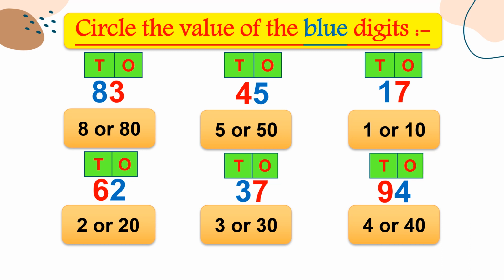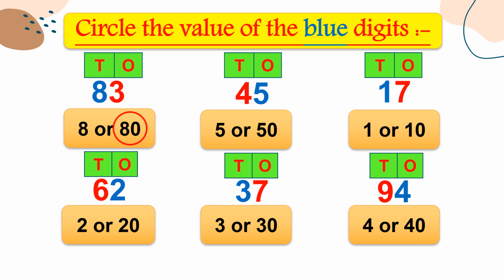Circle the value of the blue digits. I have here the first one, 83. The blue digit is 8. In which house? Mr. Tens. Okay, Mr. Tens take how many 0? 1 0. So the value of 8 is 80.